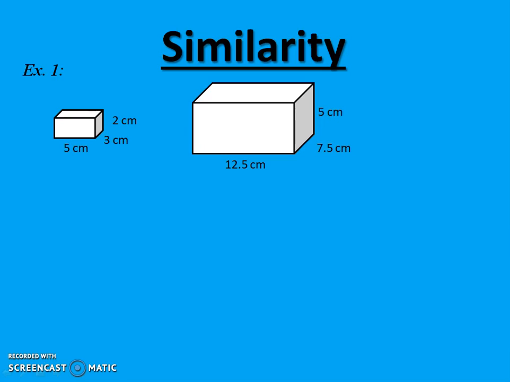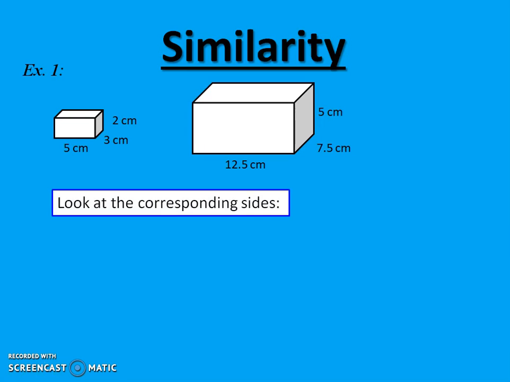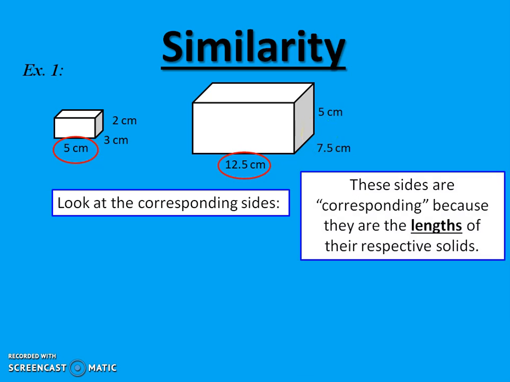So what I'll do is look at each set of corresponding sides. By corresponding, I mean they're the ones that go together. These two go together not just because they are the ones that are written at the bottom, but 5 is the longest of the 3 dimensions of this smaller prism, and 12.5 is the longest of the 3 dimensions of the larger prism. So if I look at the ratio of these, one divided by the other, that ratio is 2.5 over 1, or 2.5.